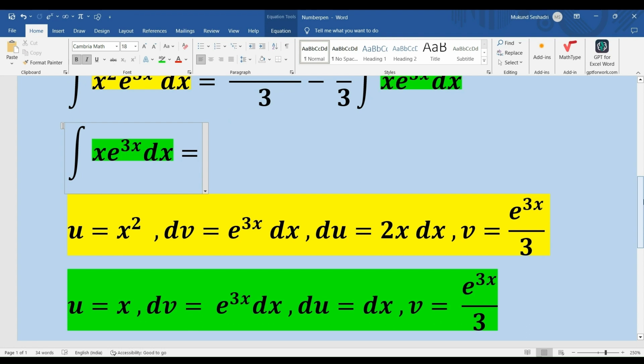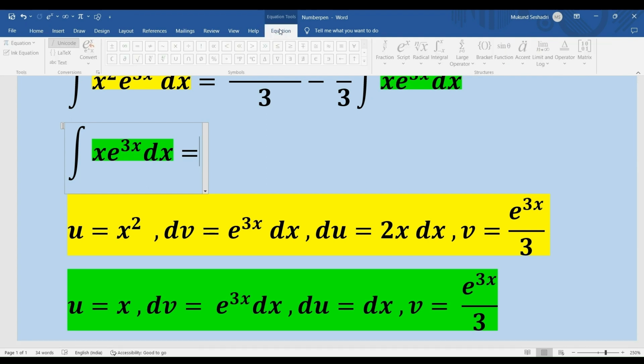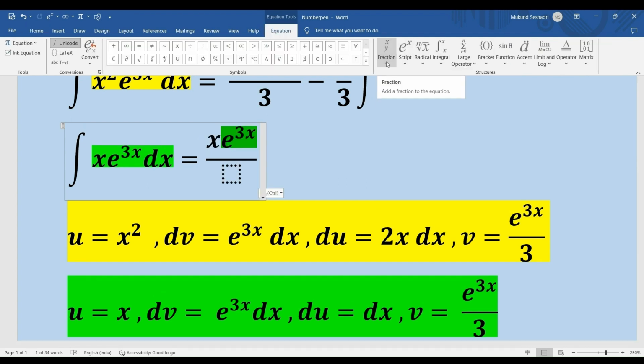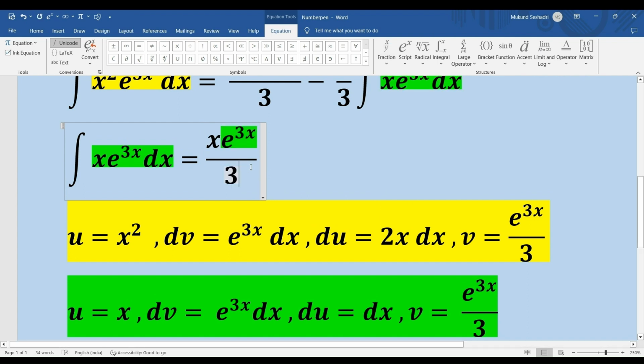So what is my uv? Refer to the green expression. The u is x, my v is e to the power 3x by 3. Therefore, my uv is x into e to the power 3x by 3, minus of integral of v du, right? So what is my v? My v is e to the power 3x by 3. My du is dx, right? So I get 1 by 3 times integral of v du, which is nothing but integral of e to the power 3x dx, right?